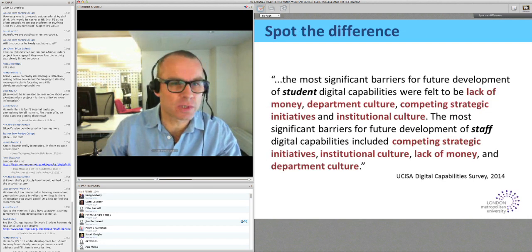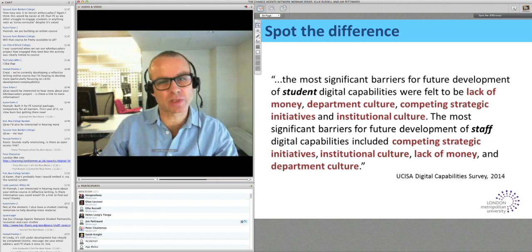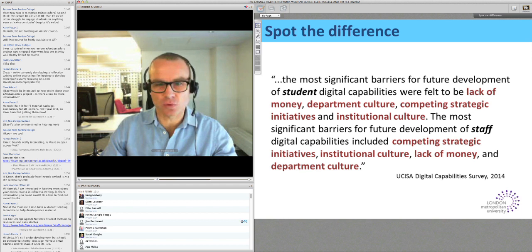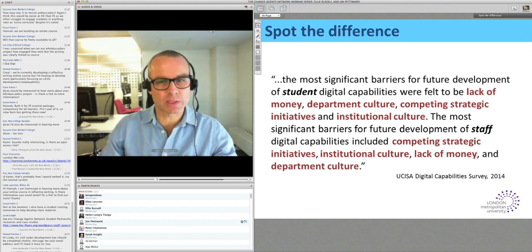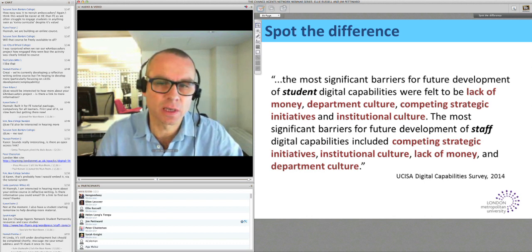And I was looking at the UCISA Digital Capabilities Survey, and in their executive summary, I came across this description of some of the barriers to developing student digital capabilities, but also staff capabilities. And you'll notice if you look at the parts in red, which I've highlighted, they are exactly the same, albeit in a slightly different order. And I think this mirrors some of the problems and the difficulties we've come up against.